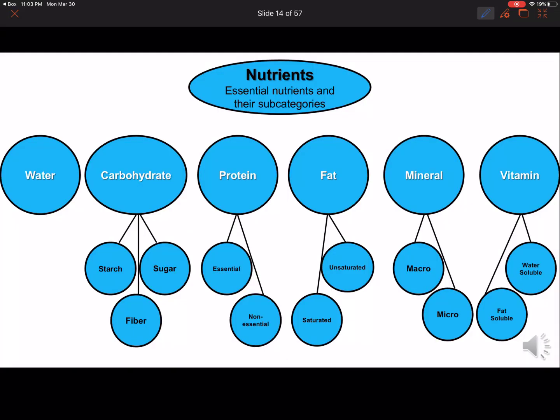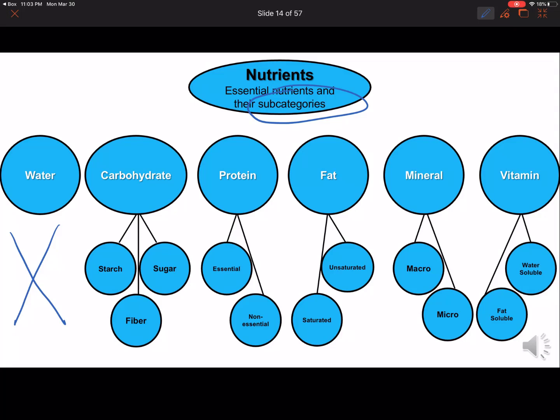Now, these 6 classes of nutrients are going to break down into subcategories. So you'll notice water does not have a subcategory. You either get water or you don't. The only thing we have to be careful of is if we have some type of toxic water or water has been polluted, then we'll have some issues. But otherwise, usually water is just water. Now, when we get into carbohydrates, carbohydrates break down into sugar, starches, and fibers. And then when we get into protein, protein breaks down into essential and non-essential proteins, and we'll talk about some of those examples as we move forward this week.